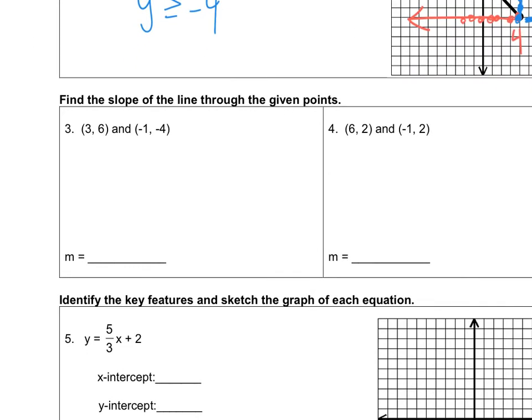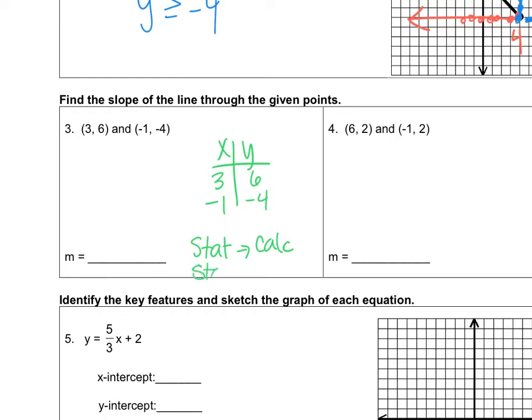Problem 3 asks me to find the slope of the line through the given points. In my calculator, I'm going to use the stat edit abilities. My x's are 3 and -1. My y's are 6 and -4. I'm going to follow those stat calc steps. I click stat edit, and I type in the numbers that I have, 3 and -1, 6 and -4.